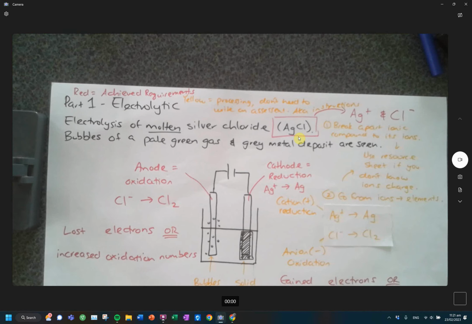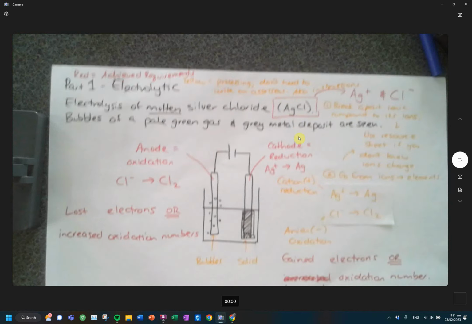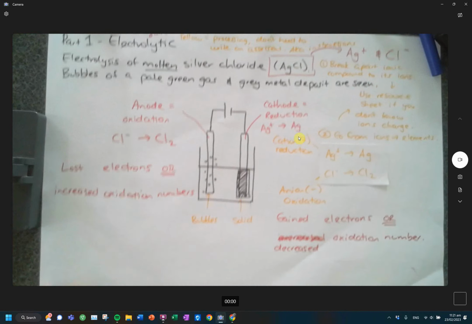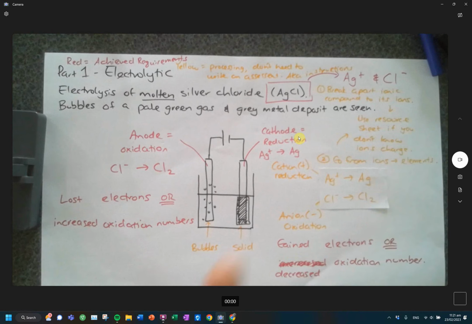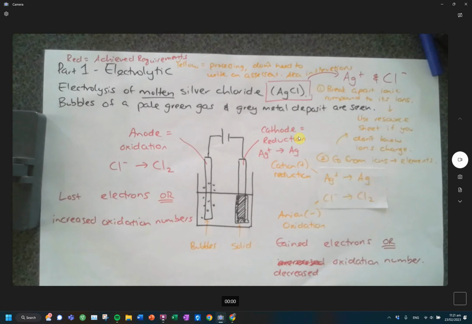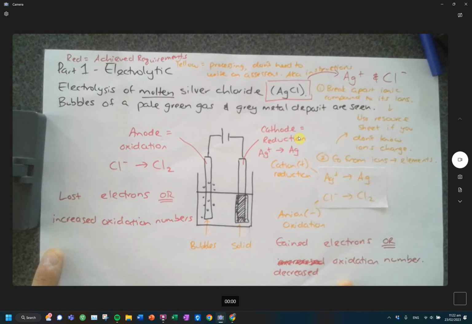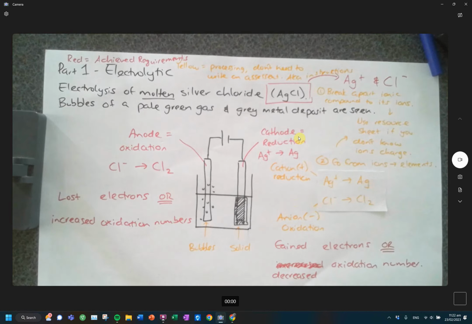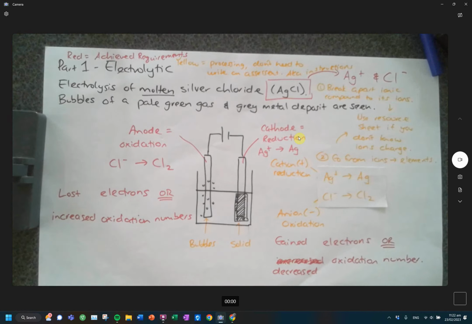And then the stuff in the red was the achieved requirements. Not a whole lot for the achieved. All you really need to do is first do the basic stuff that is going to be in every single question. So label the cathode as your reduction reaction, and the anode as your oxidation reaction. The other thing you need for the achieved is your definitions for what reduction means and what oxidation means. You can define reduction as the gain of electrons, or oxidation number decreases, and for oxidation you can write loss of electrons or increase of oxidation numbers. I just need a definition.